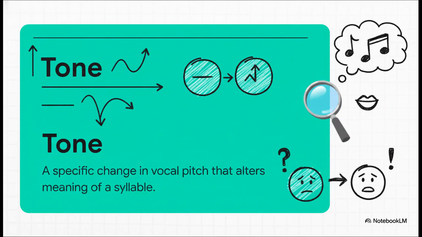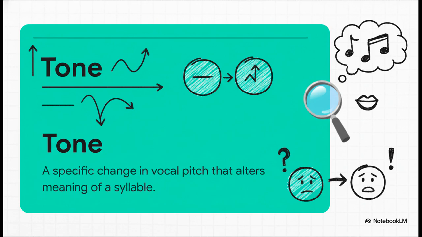So let's break it down. What exactly is a tone? It's not about your mood, like sounding happy or sad. Think of it as a tiny little melody, a specific, consistent change in your vocal pitch that you apply to just one syllable. And here's the kicker, the most important part. If you change that little melody, you change the entire meaning of the word.